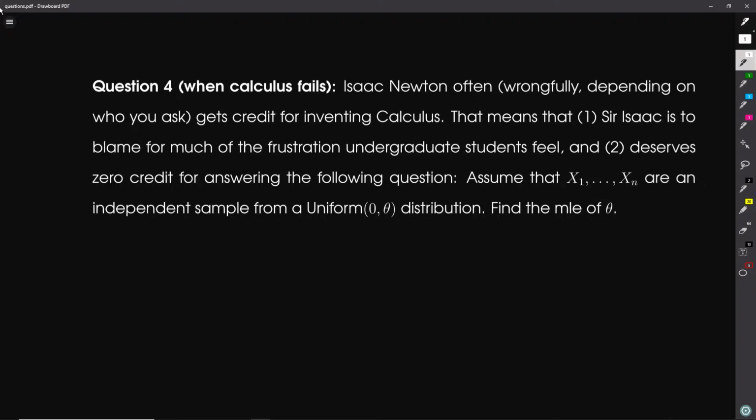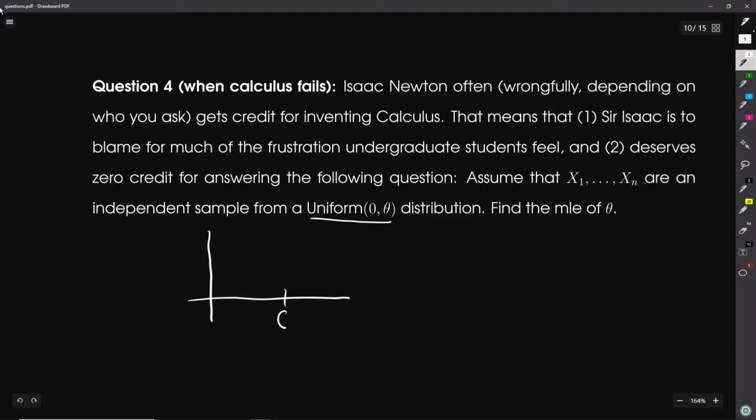If we assume that x1 through xn are an independent sample from a uniform 0 theta distribution, find the MLE of theta. Of course, the history setup here is entirely irrelevant for the math that we're solving, but I just wanted to pay special attention to some situations where the common way that we solve maximum likelihood problems will not work. In particular, we know that a uniform 0 theta distribution is such that we have constant probability density from the interval 0 through theta.